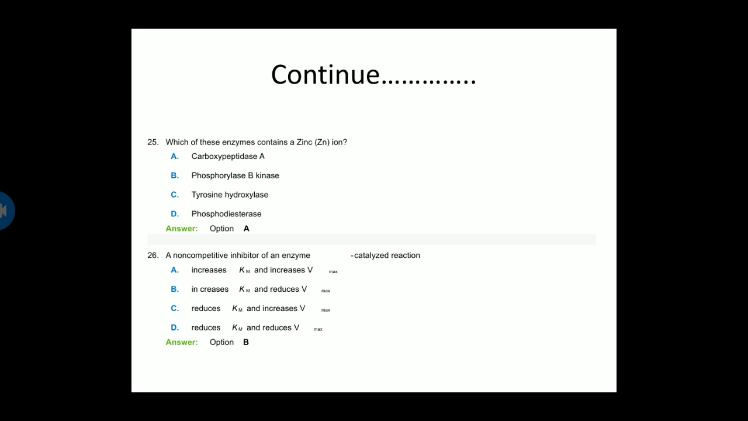Next question: a non-competitive inhibitor of an enzyme-catalyzed reaction: A is increase Km and increase Vmax. B option is increase Km and reduce Vmax. C option is reduce Km and increase Vmax. D option is reduce Km and reduce Vmax. So for a non-competitive inhibitor of an enzyme-catalyzed reaction, increase Km and reduce Vmax, that is option number B, is the correct answer for this question.